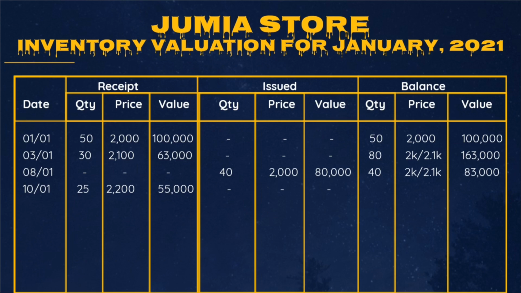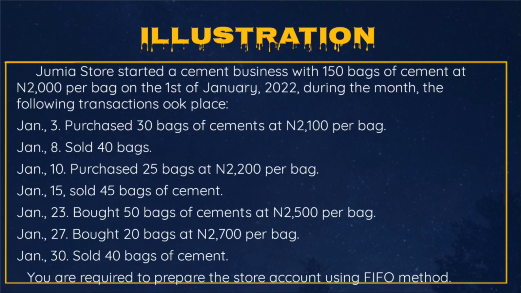The quantity is going to be 40 plus 25, that will be 65 bags of cement. At what price? The one in the store before is 2,100, and this one that is coming is at the rate of 2,200, which means the 65 bags of cement will contain cement of 2,000 naira, 2,100 naira, and 2,200 naira. That is 2K, 2.1K, and 2.2K. So the value is going to be 83,000 plus 55,000 that are received this time around, and that is going to give us 138,000 naira.